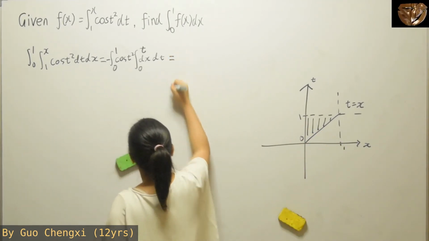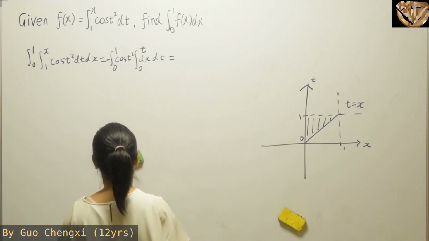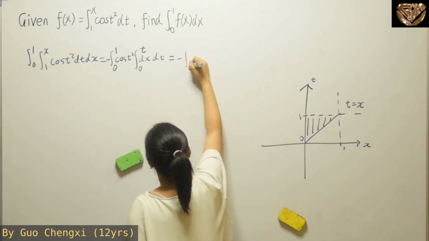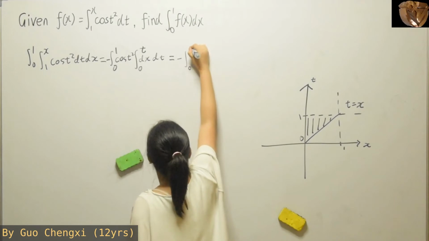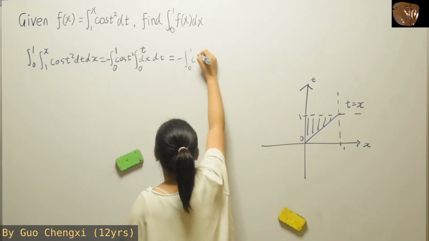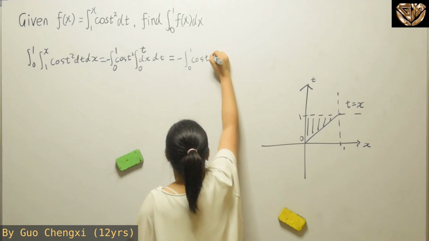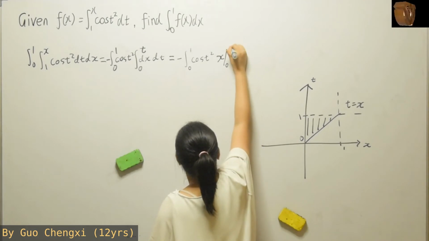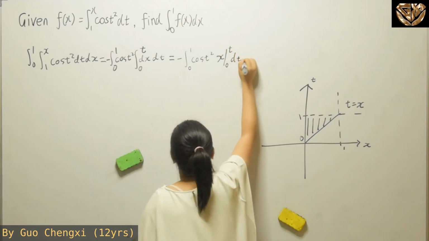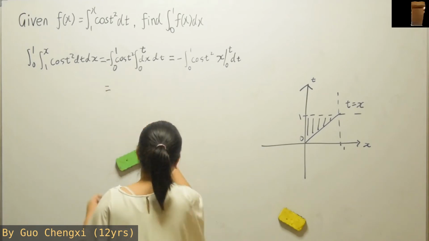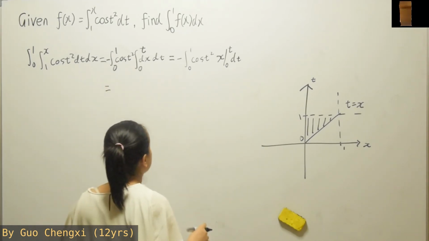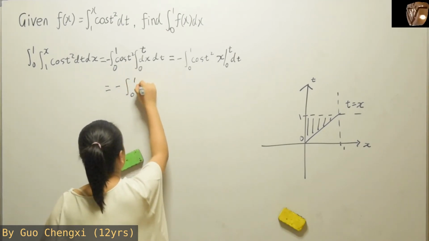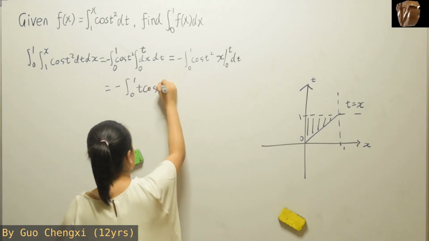And now that we have this part, we can integrate for x straight away. The integration of a constant, basically the cosine t squared is a constant, will be just the constant times x. So it will become cosine t squared x from 0 to t dt. Now we can substitute the boundary into x and you will get t cosine t squared dt.